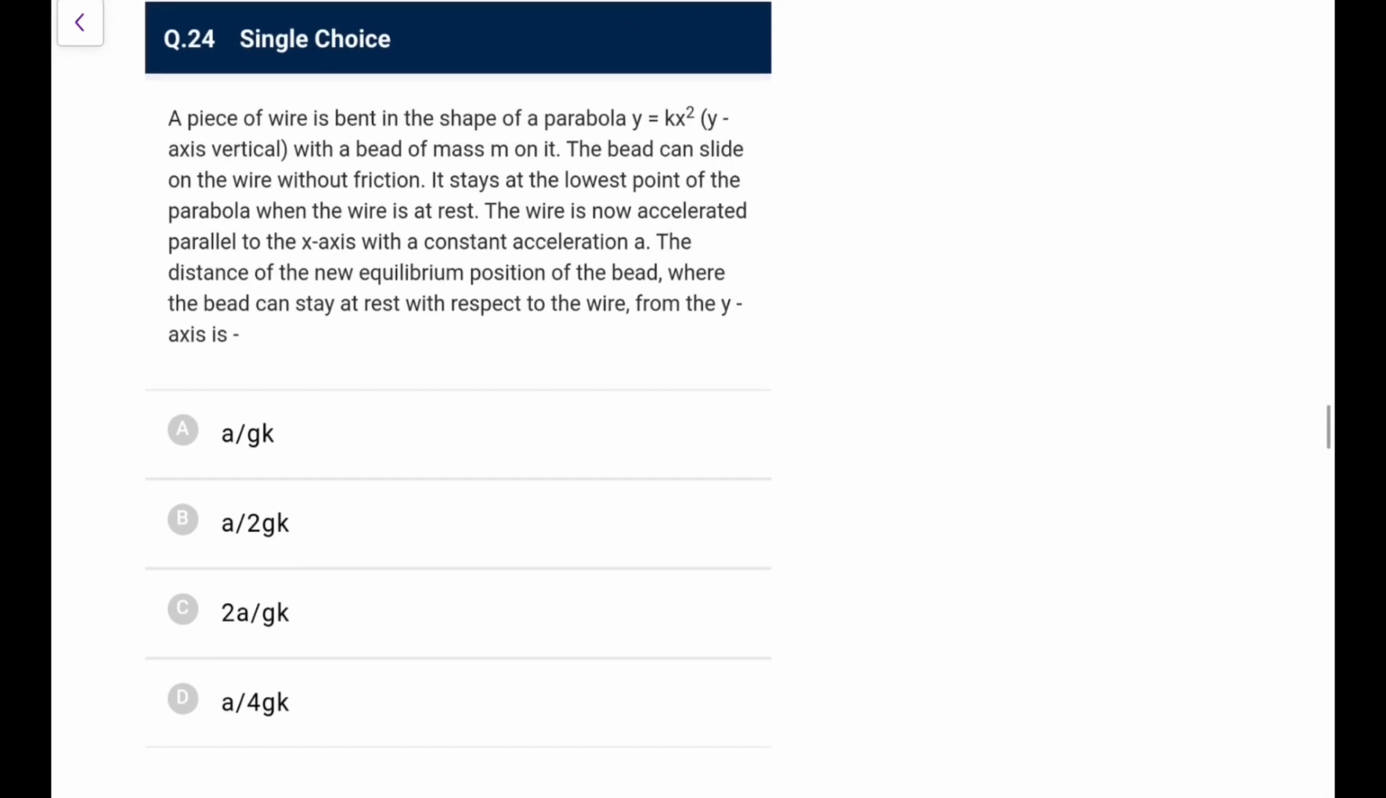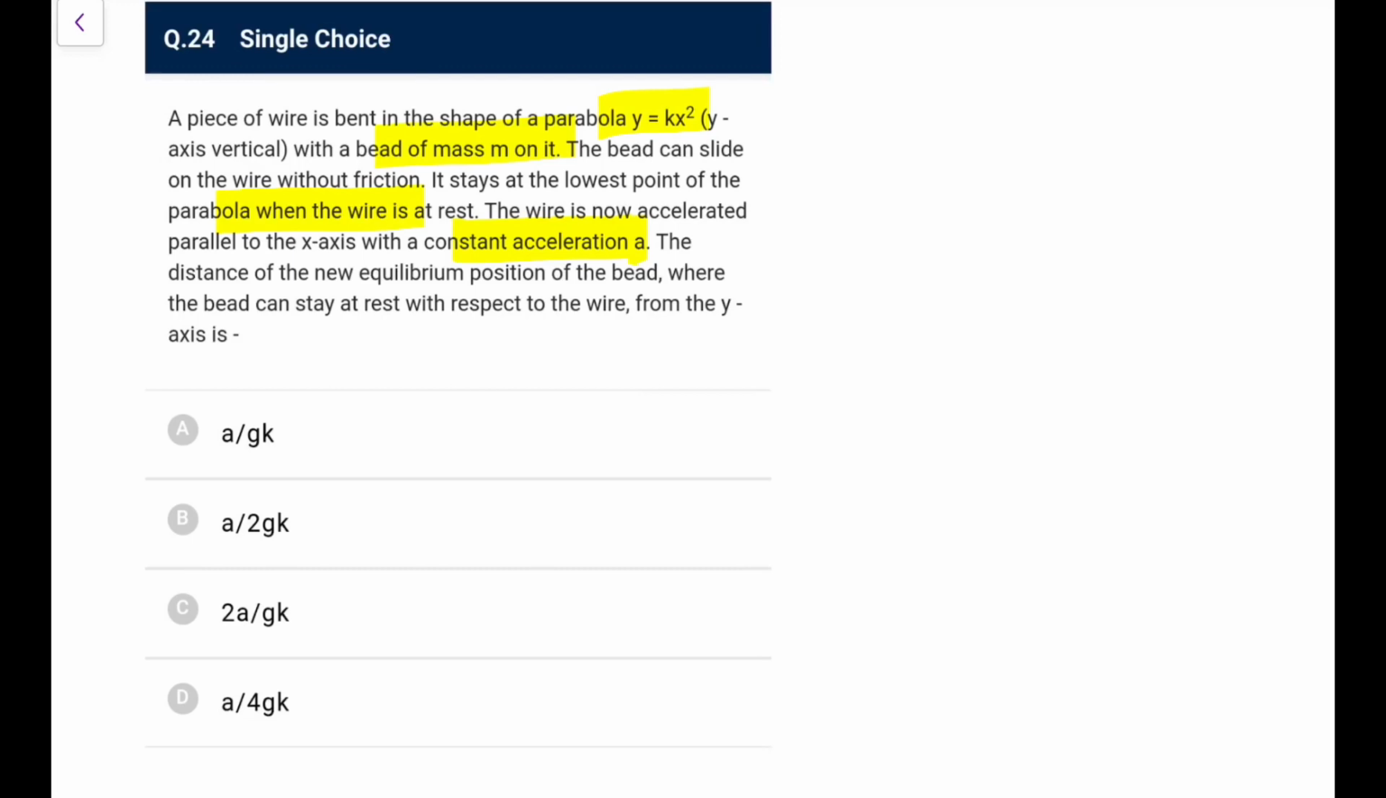A piece of wire is bent in the shape of a parabola, y is kx square, y-axis vertical, with a bead of mass m on it. The bead can slide on the wire without friction. It stays at the lowest point of the parabola when the wire is at rest. The wire is now accelerated parallel to the x-axis with a constant acceleration a. The distance of the new equilibrium position of the bead, where the bead can stay at rest with respect to the wire, from the y-axis is.